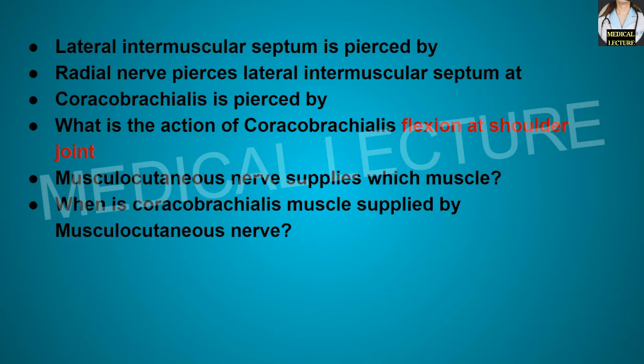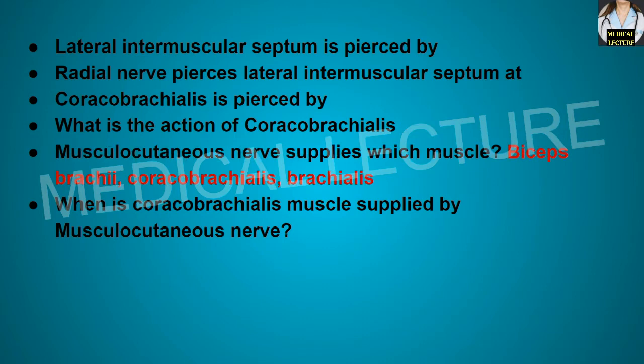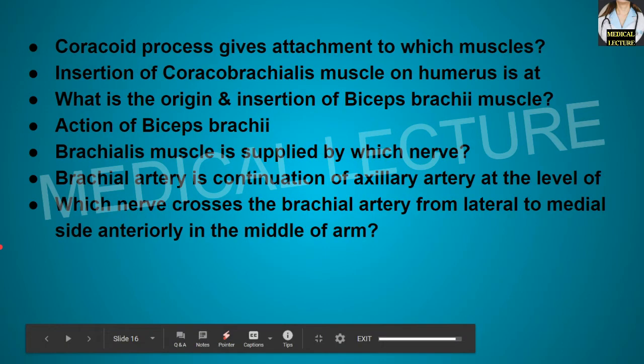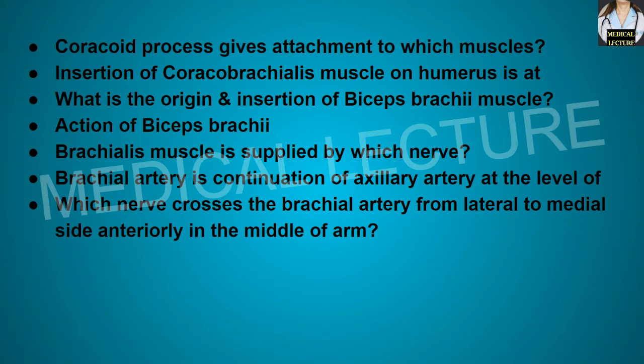It causes the flexion at the shoulder joint. Musculocutaneous nerve supplies which muscle? It supplies the biceps brachii, coracobrachialis and the brachialis muscle. When is coracobrachialis muscle supplied by the musculocutaneous nerve? Before piercing the muscle. Coracoid process gives attachment to which muscle?